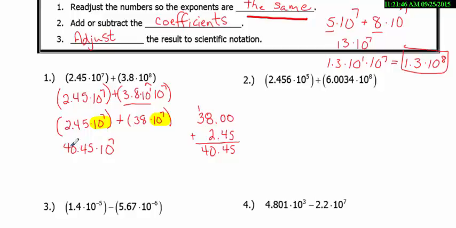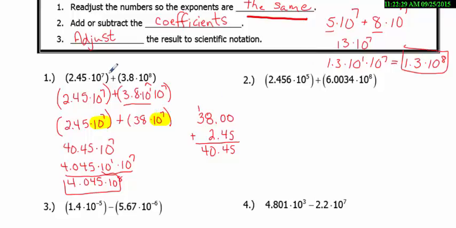That would give us 4.045, and that is between 1 and 10. Because we moved the decimal place over 1, we can think of this as multiplying by 10 to the first power, and then we have times 10 to the 7th. And at this point, the last thing we need to do is bring down the 4.045, and let's combine the 10s here. They are being multiplied, and so let's add our exponents. So we would have times 10 to the 8th, and there is our answer, 4.045 times 10 to the 8th power.